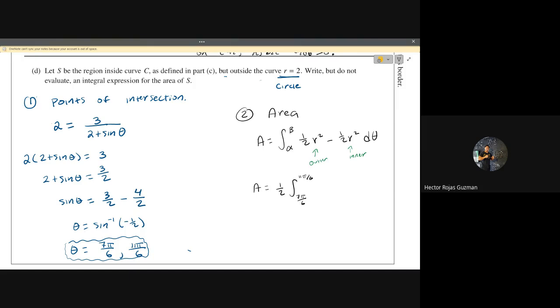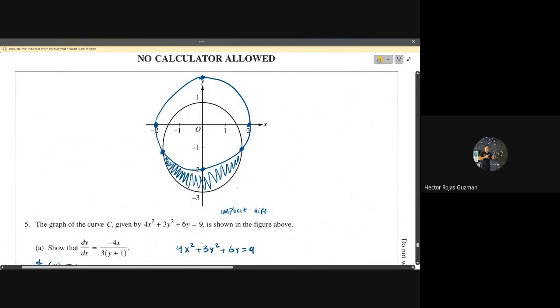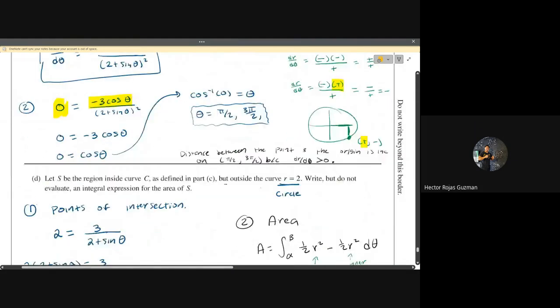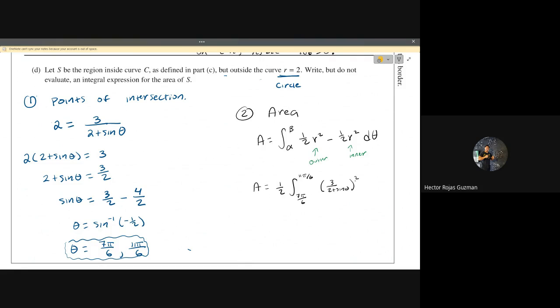Now the big radius is, here, let me go back to the picture. The furthest distance here from the angle of rotation is the function c. And the smaller radius is r equals 2. So the function c is 3 over 2 plus sine of theta, squared, minus 2 squared, d theta, and that gives you your answer.